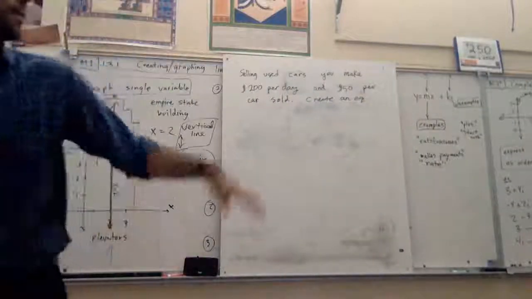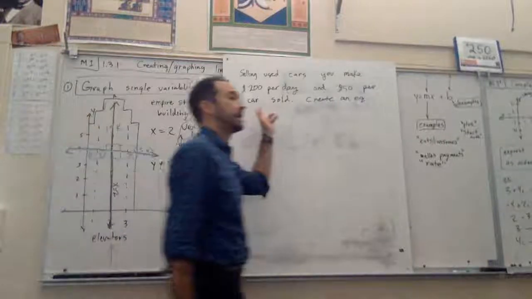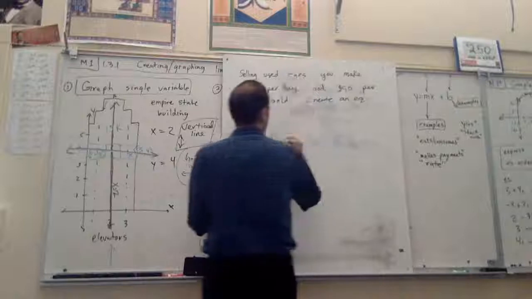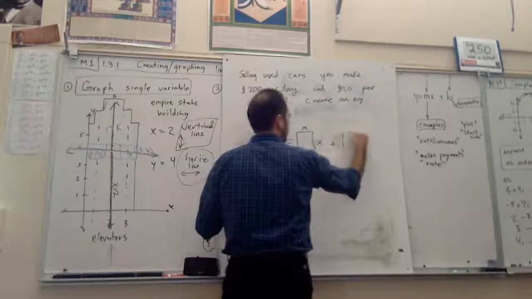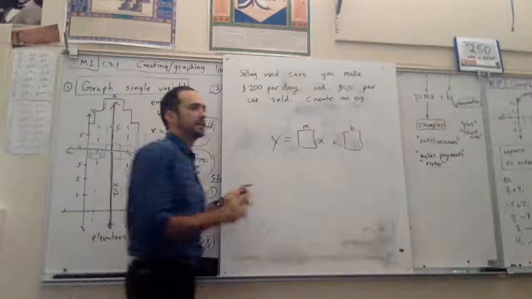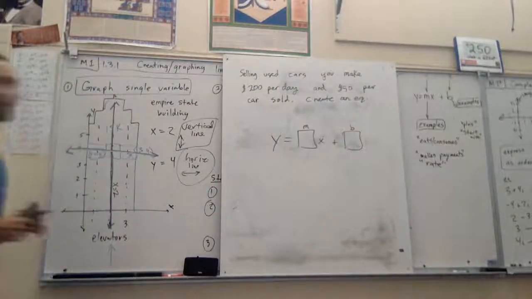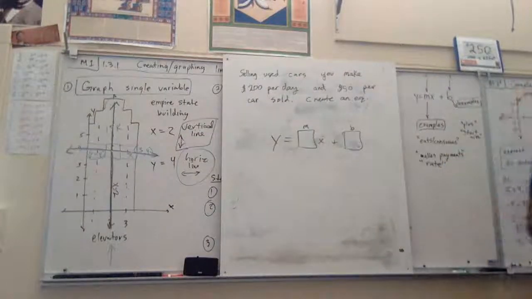Okay, so from this information, I want you to decide what is my M, what is my B. Essentially, as I'm setting this up, I am just going to be entering something for my M and something for my B, and that will allow me to simplify and have my equation and graph it. So read that problem up here. Selling used cars, you make $200 per day and $50 per car sold. Create an equation based on that input.